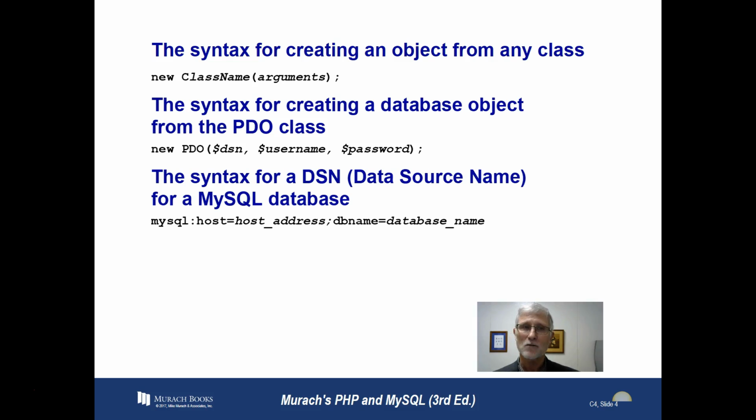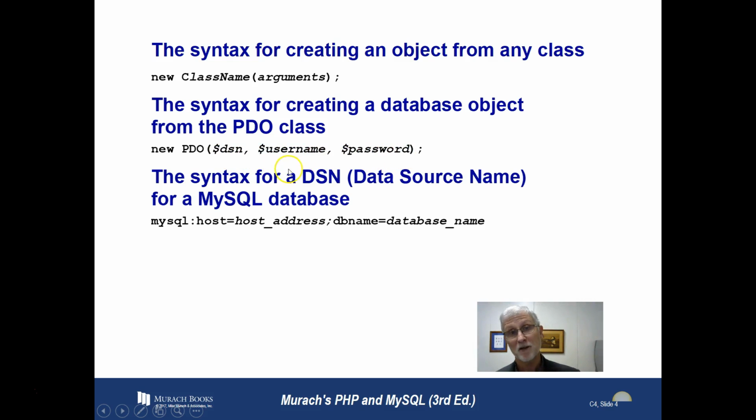pretty much the syntax for any object for any class. Basically it's called new, whatever the class name is, and then pass what the arguments are. So now if I wanted to create a new database object, a PHP database object here, I'm going to create new PDO, the data source name, the username, and password.